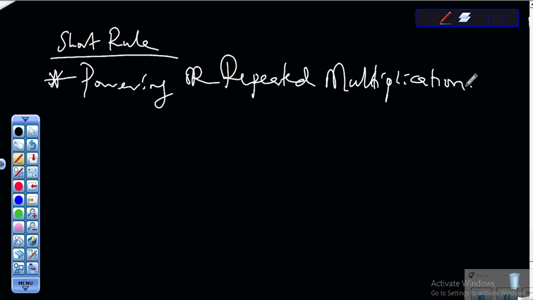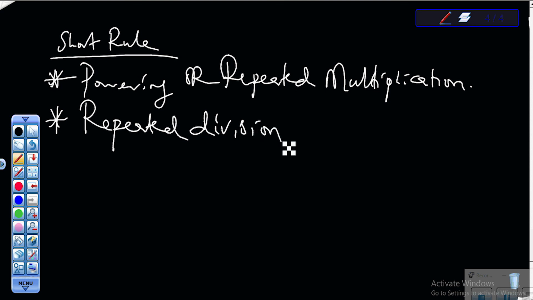Second rule: anytime you are using repeated division, this can only take you from base 10 to your desired base. For example, if you are trying to move from base 10 to other bases, you have to use repeated division. So you cannot use repeated division on a number that is not in base 10 already. So that's the rule.